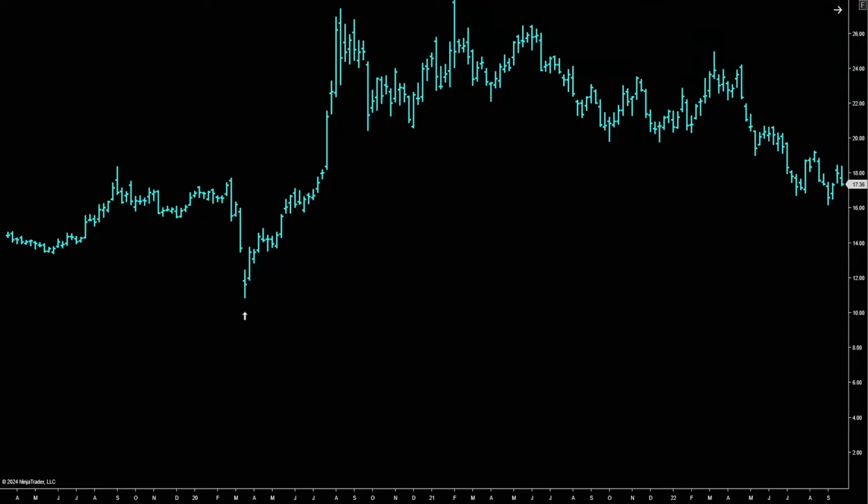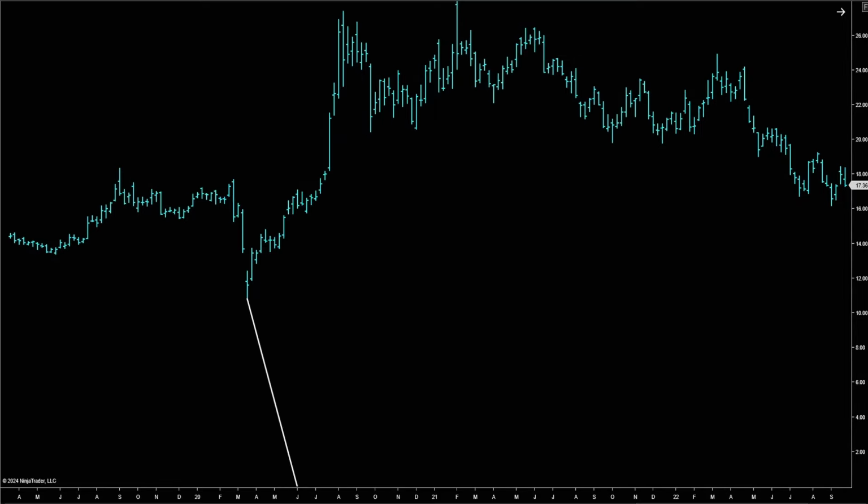Here we've got SLV, low at 10.86 on the date of March 18, 2020, weekly chart. A line has been drawn going down from the low all the way to zero at the rate of 1 point per time unit. Time here, of course, being a week.